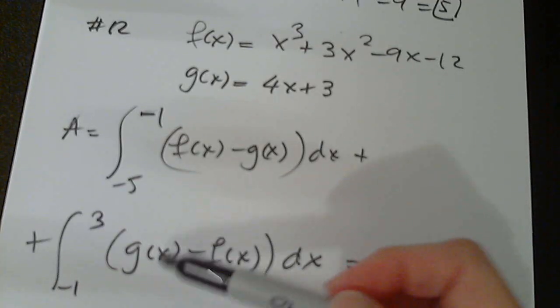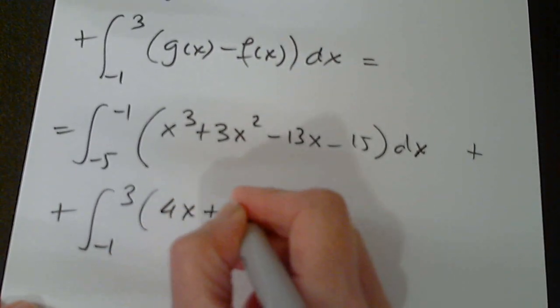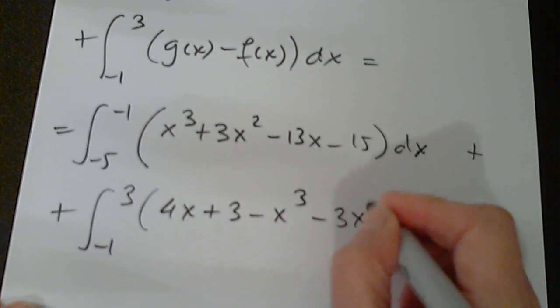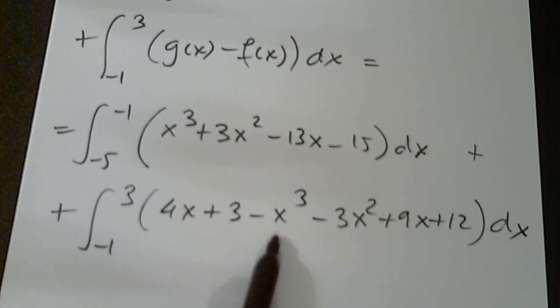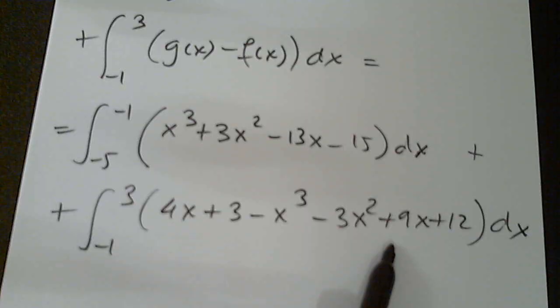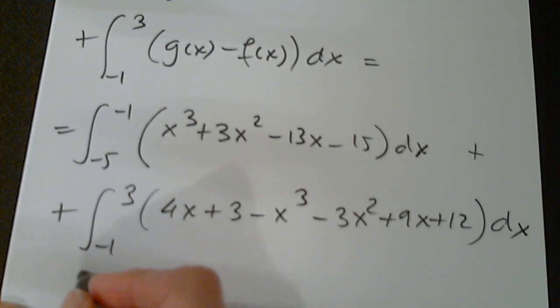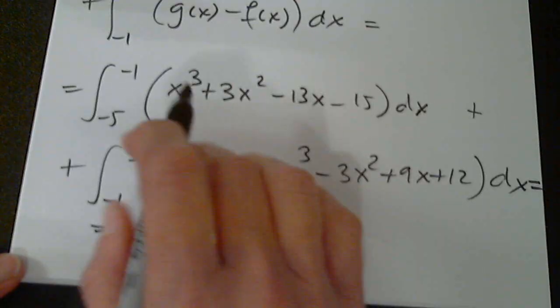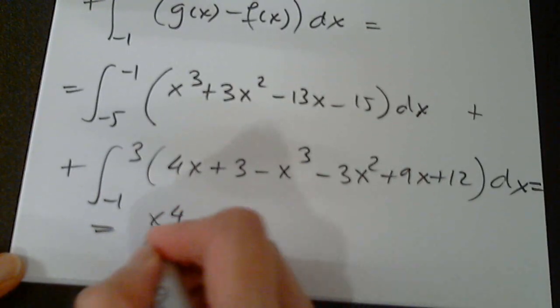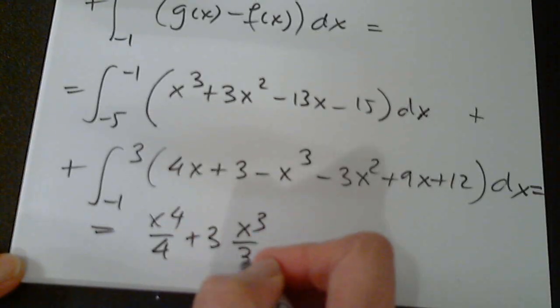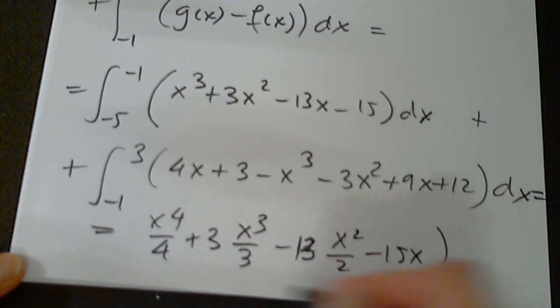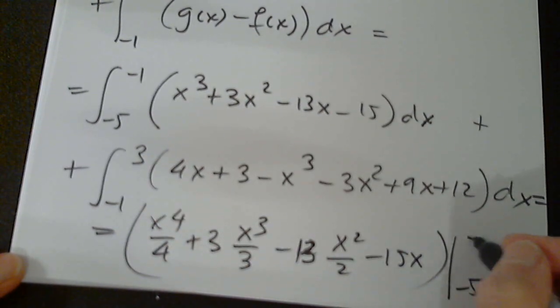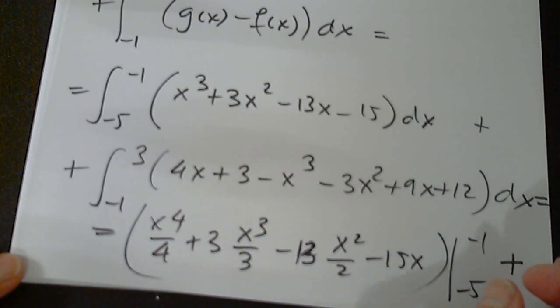Now, g of x, 4x plus 3. Maybe I should write this one because I have to subtract everything else. So g of x minus x cubed minus 3x squared plus 9x plus 12. Okay, equals. So the first one is ready. x to the fourth over 4 plus 3x cubed over 3 minus 13x squared over 2 minus 15x, and this is from -5 to -1, plus.